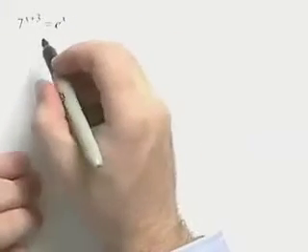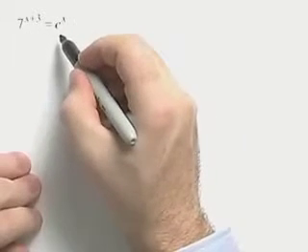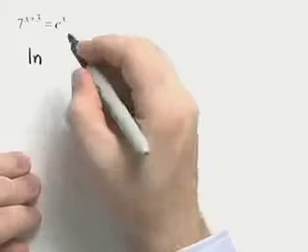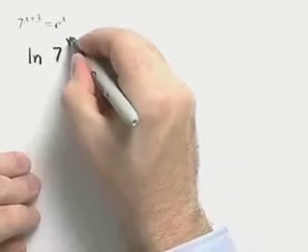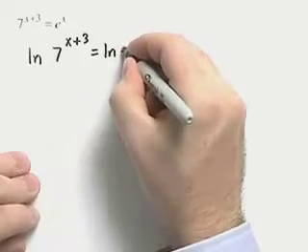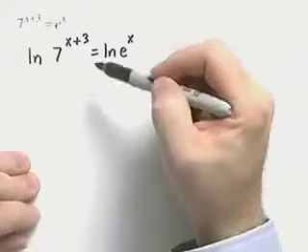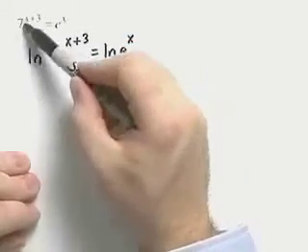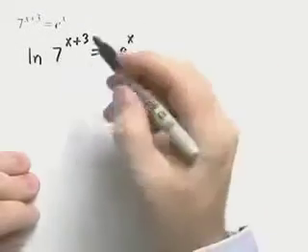So another trick that we can do is to take the log of both sides, but we'd like to do it in a way that we can get rid of one of these exponentials. So we're going to take the natural log of both sides, since e is the natural exponential and they have the same base. The natural log of 7 to the x plus 3 will equal the natural log of e to the x. And we have to be careful. We can't just always take the natural log of both sides, because the natural log can't be taken of a negative or 0. But we know in both cases that these exponentials are never 0 and they're never negative. So it's okay to do that.